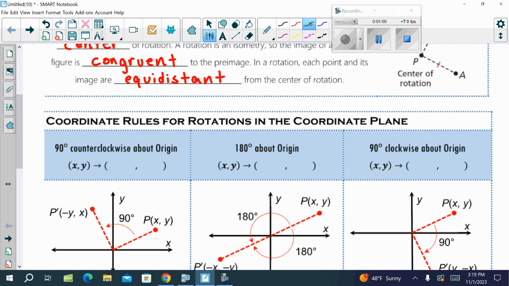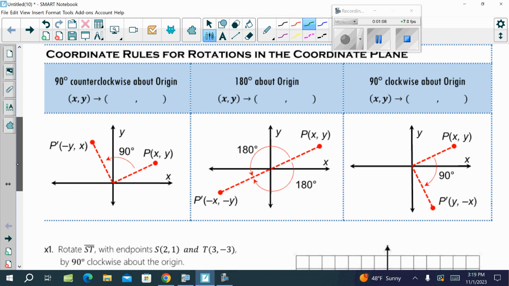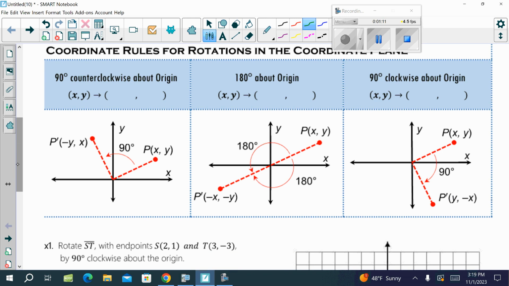Okay, so the coordinate rules for rotation. We do basic ones. We don't go too elaborate whenever we're on the coordinate grid. Not like our constructions. With the constructions, we could create any angle of rotation. With the coordinate grid, we're a little bit more limited without using the protractor. Okay, so here are our rules.